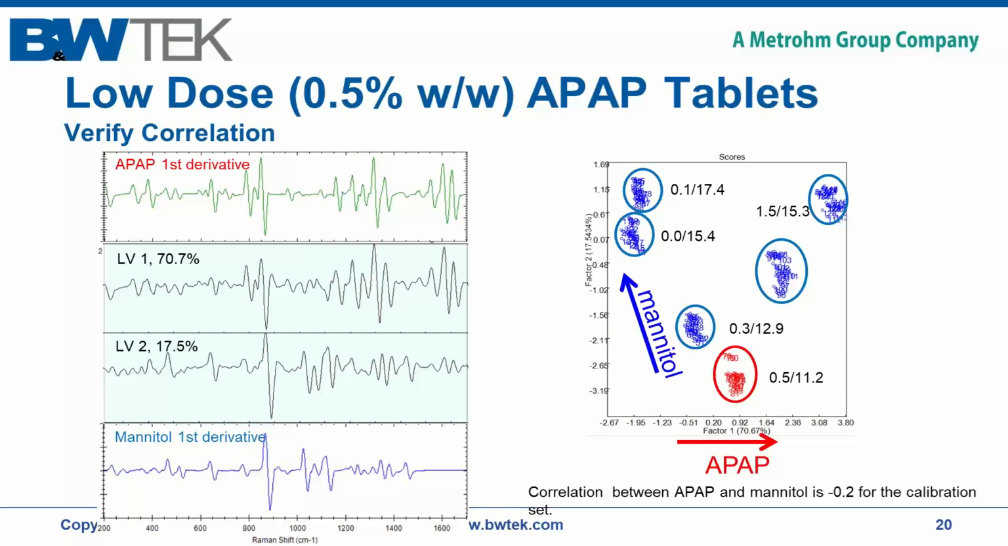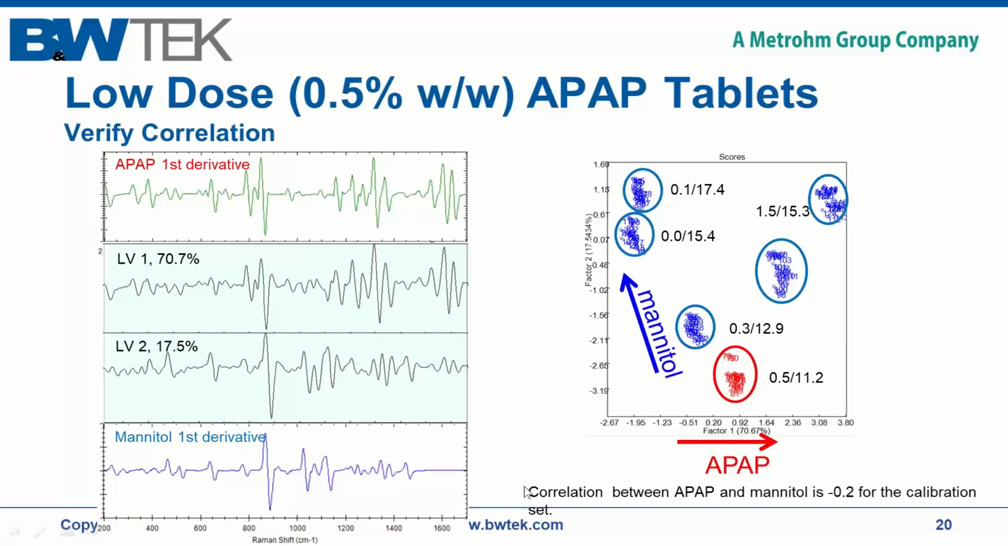And by looking at the data a little bit more closely as we do our modeling, what I have shown here on the left are the first derivative spectra of the active ingredient that we are quantifying, as well as the first derivative of one of the main excipients, the mannitol. And these then are the loading vectors from our partial least squares regression model. And we see very closely how the first loading, which explains about 71% of the variance in our calibration data set, very much follows the signal and carries the signal of the active ingredient.